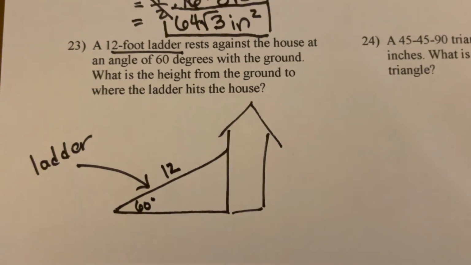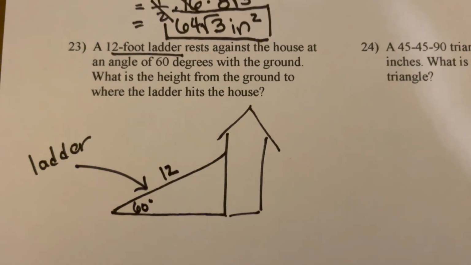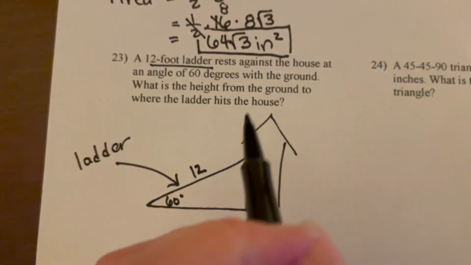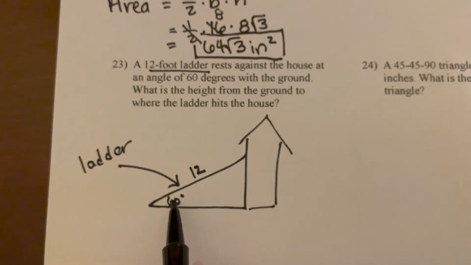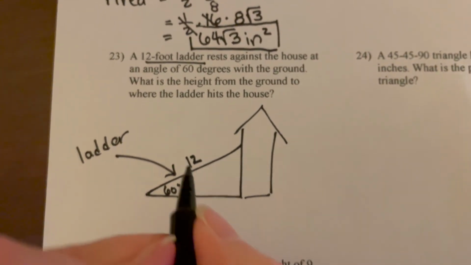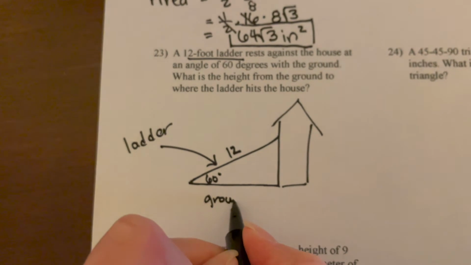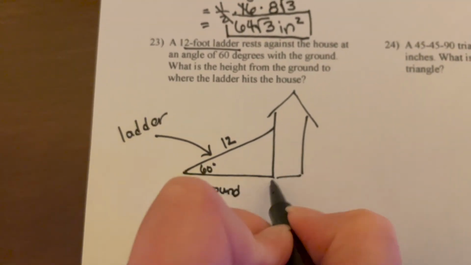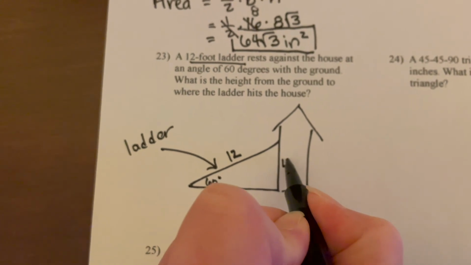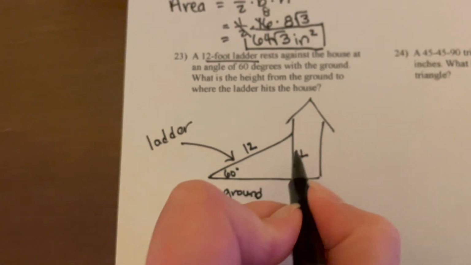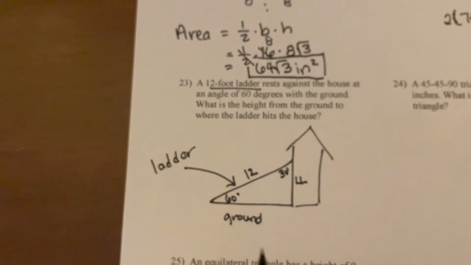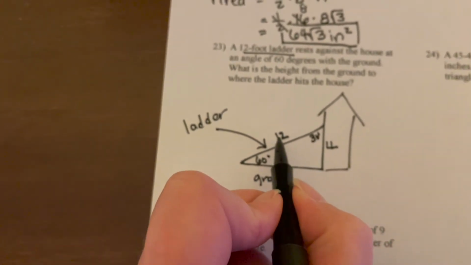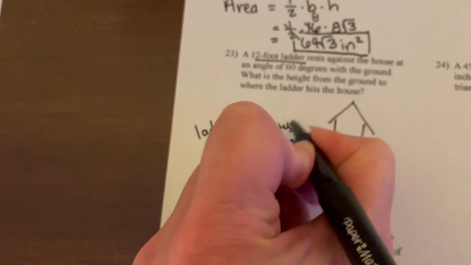On all these, you really need to draw a picture. So I have a 12-foot ladder that rests against the house at an angle of 60 degrees with the ground. So this is the ground, obviously. What is the height? So I'm looking for this right here. Well, that's the long leg of my 30, 60, 90 triangle, right? So they gave me the hypotenuse.